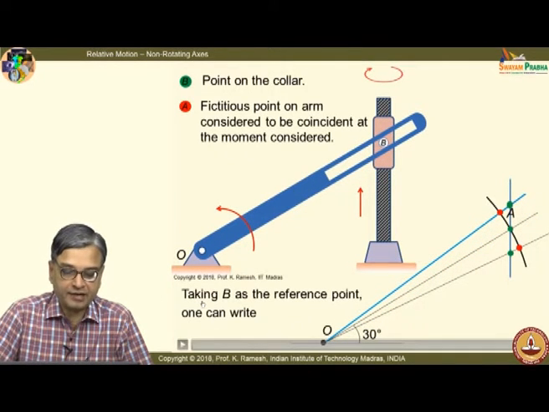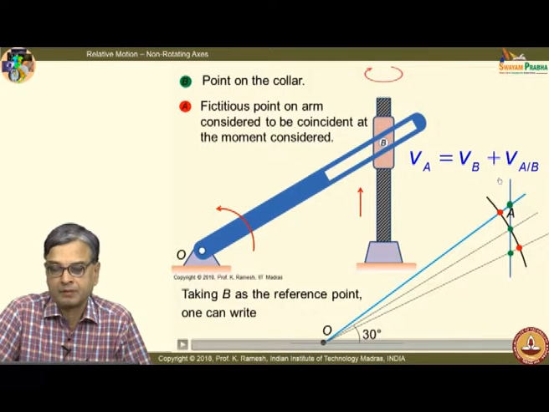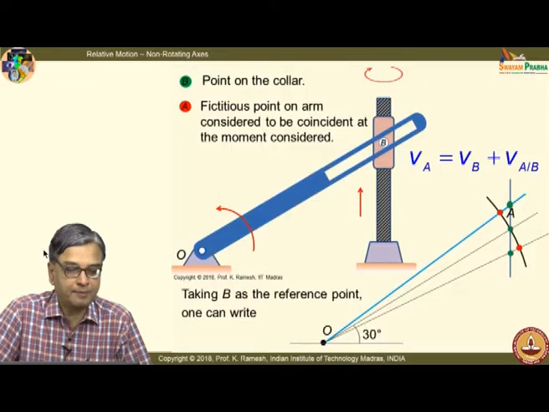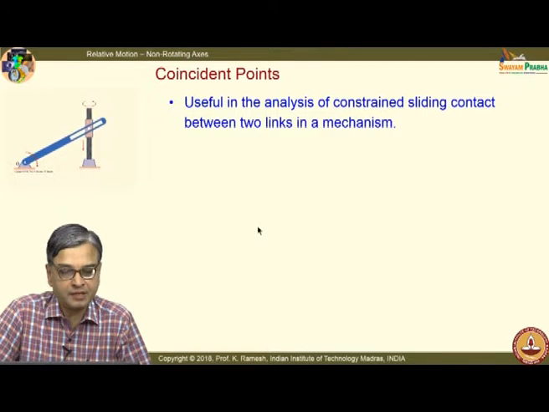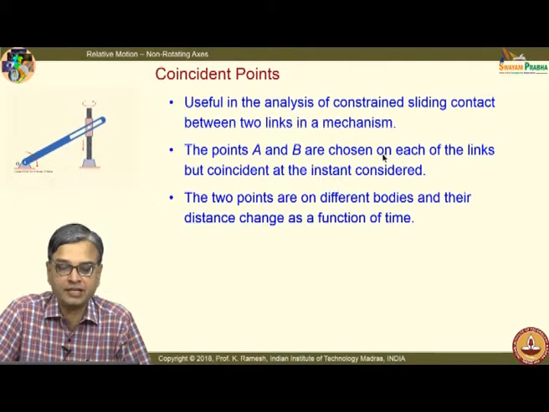Taking B as a reference point, one can write the velocity of A as the velocity of B plus the velocity of A with respect to B. We would see the mathematics a little while later. Again, if I summarize those points, we will quickly review this. Recognize that points A and B are chosen on each of the links, but coincident at the instant considered.